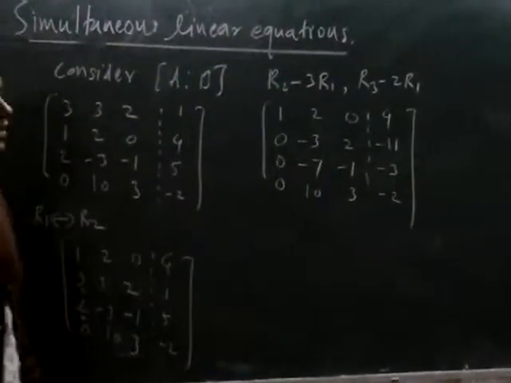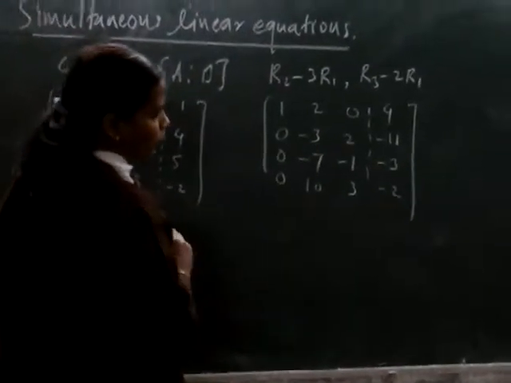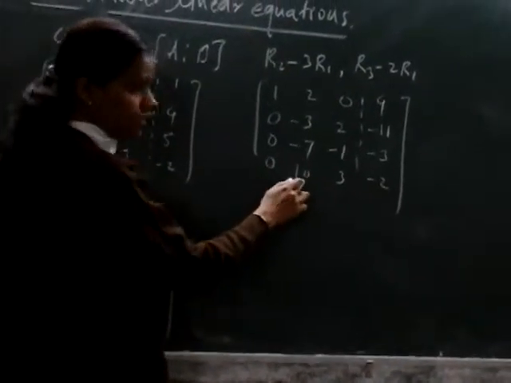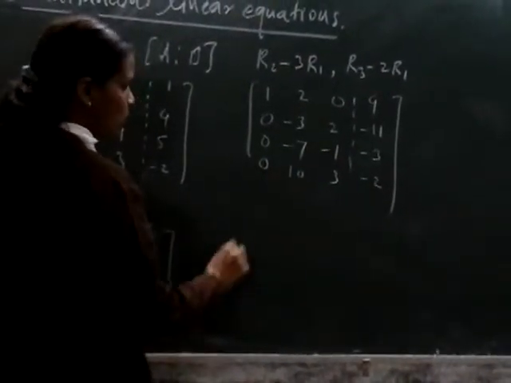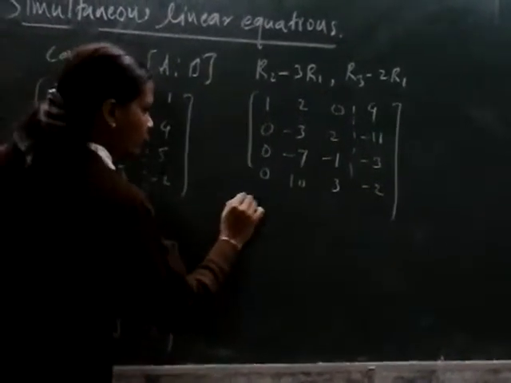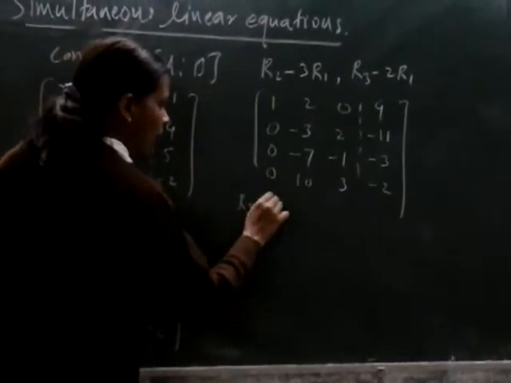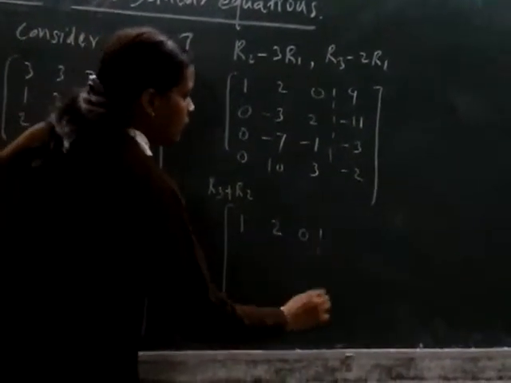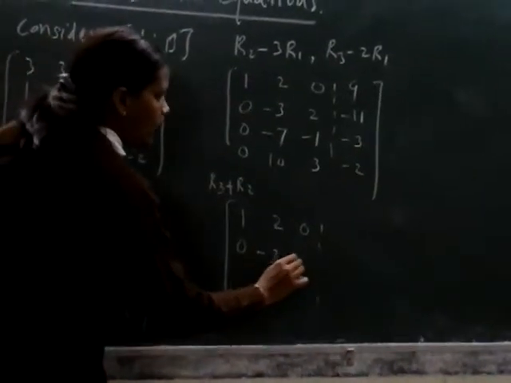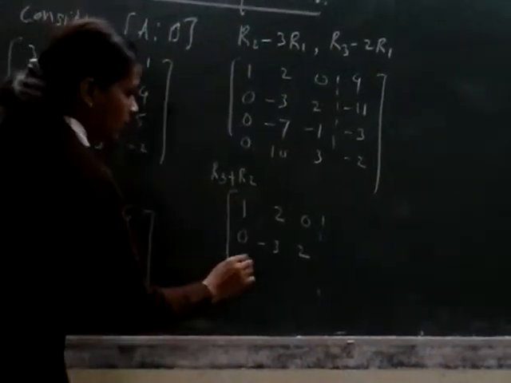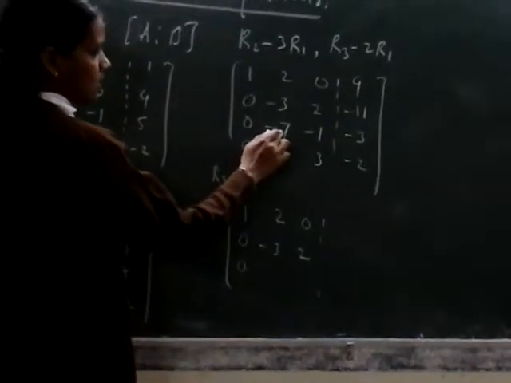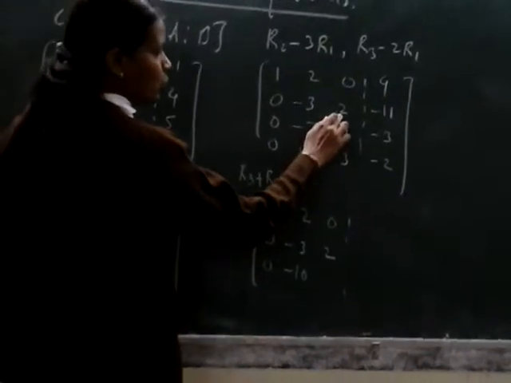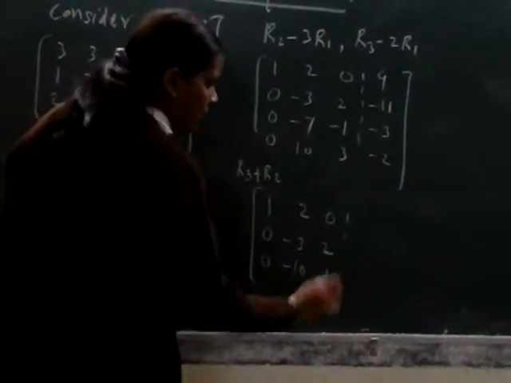Now we will do the next operation by using these two elements. We are making this last element 10 into 0. So what will be the next operation here? First we are doing R3 plus R2. That is 1, 2, 0. Next is 0, minus 3, 2. Next is 0, minus 7 minus 3, it is minus 10, minus 1 plus 2, that is, it is 1.